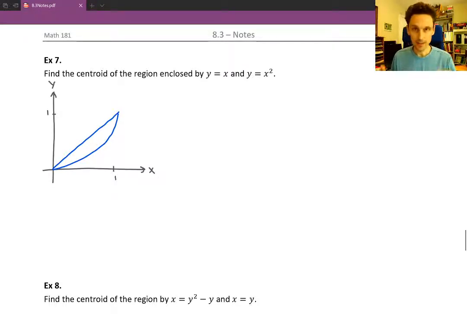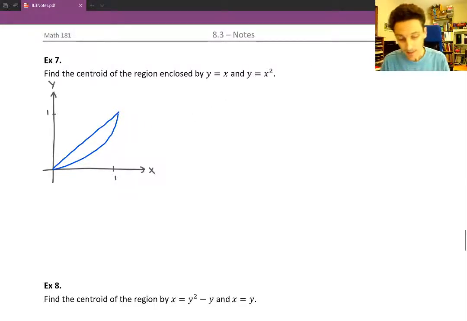And so the region that's pinched off is that little region in the first quadrant between 0 and 1, both in x and y direction. So here we have y equals x on the top and then y equals x squared on the bottom.